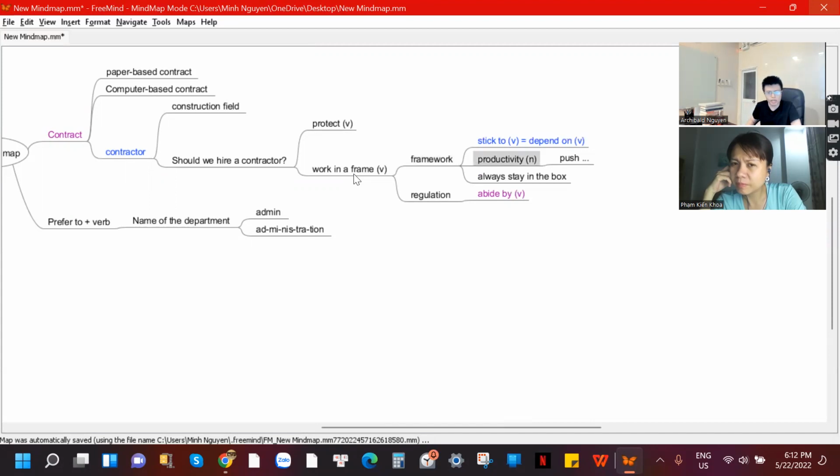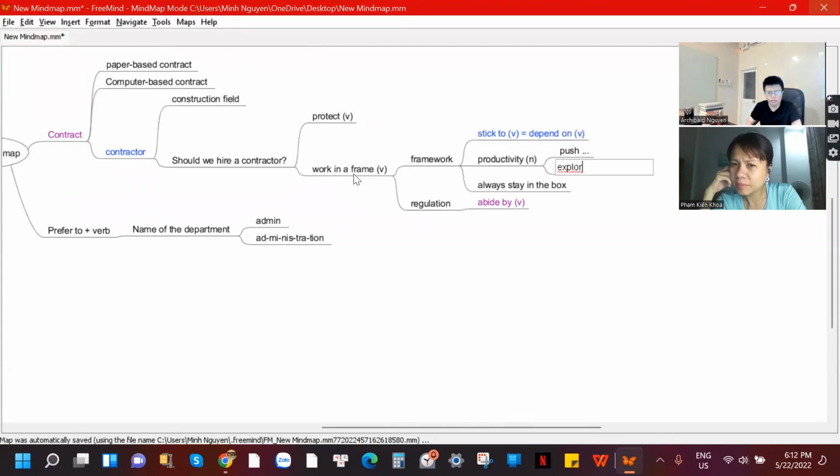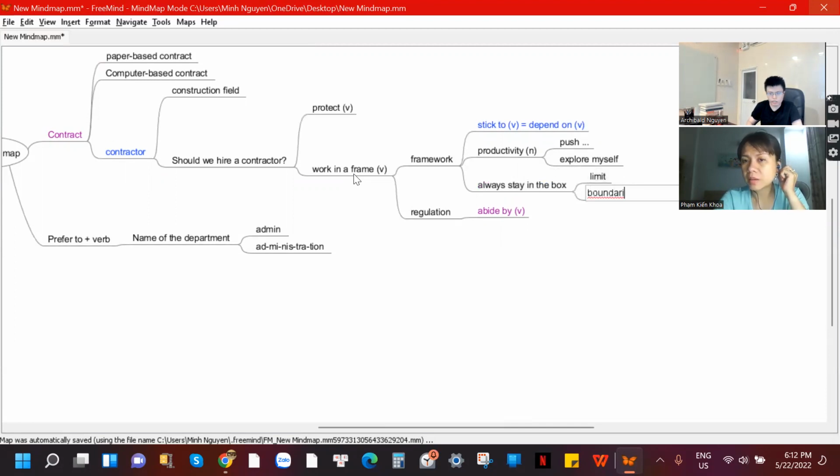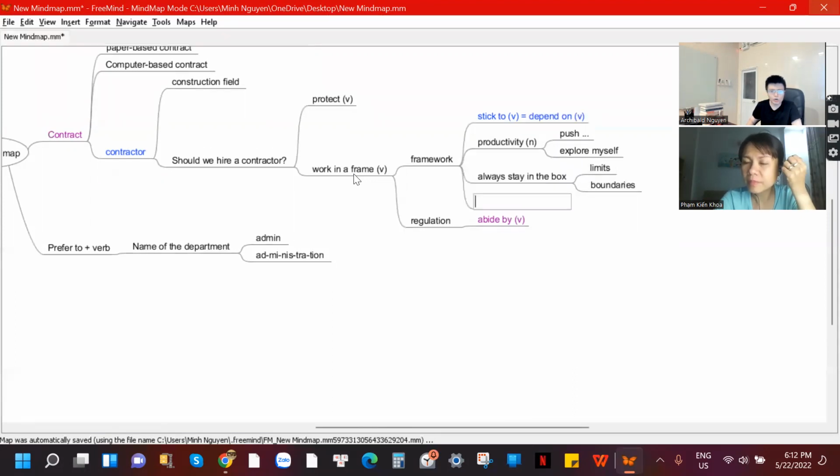So right here, we are speaking of the word productivity, and we have the word explore. Explore yourself. Always stay in the box. So what is it about the box here? What is it about the limits? What is it about the boundaries? Okay, boundaries. So here, let's explore this branch of ideas. You say that we always stay in the box, and if I stay in the box, I feel safe. And safety is going to kill. Of course, safety is the best feeling ever, but safety kills.